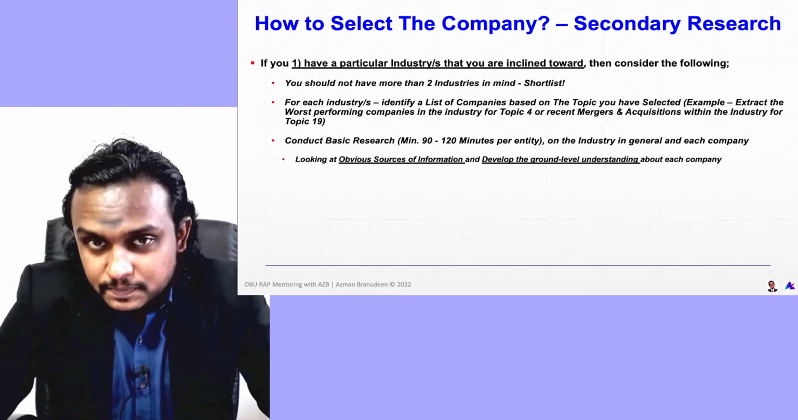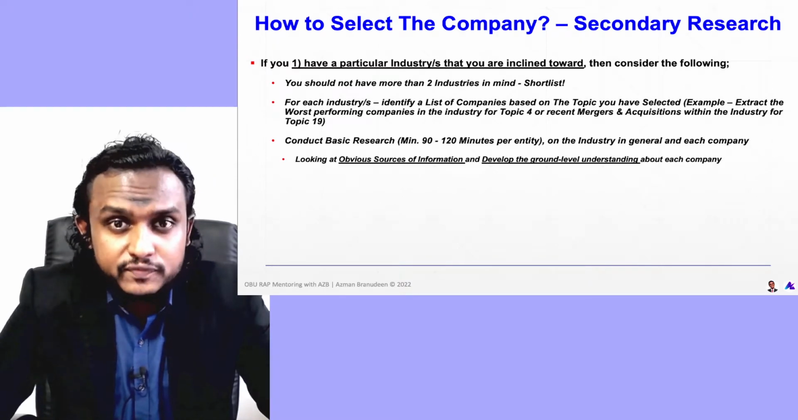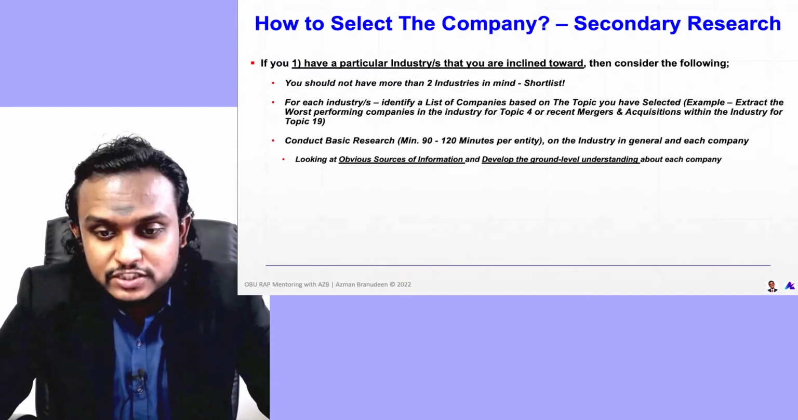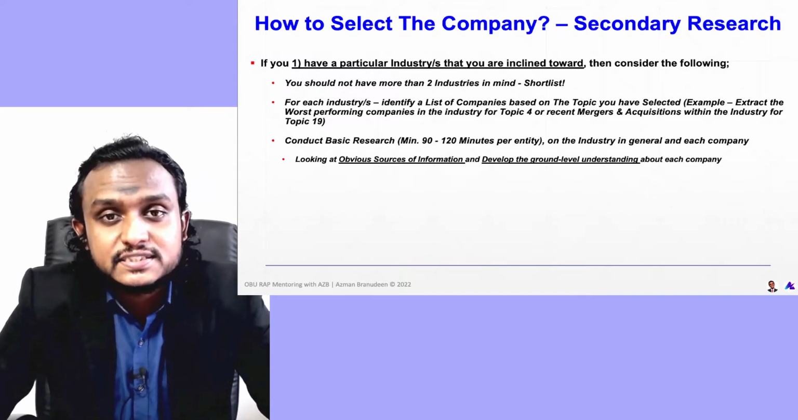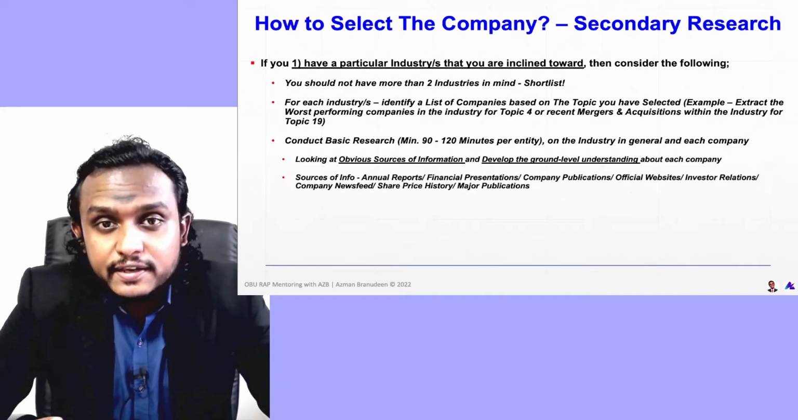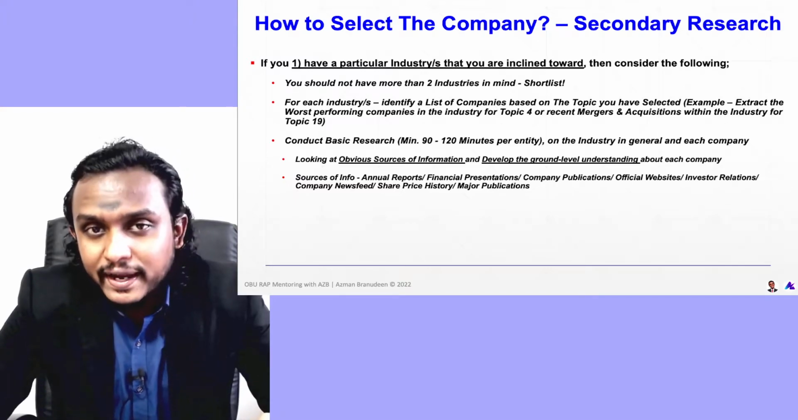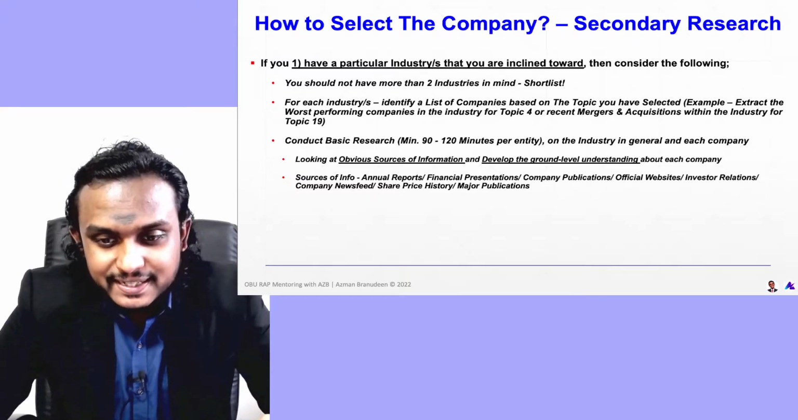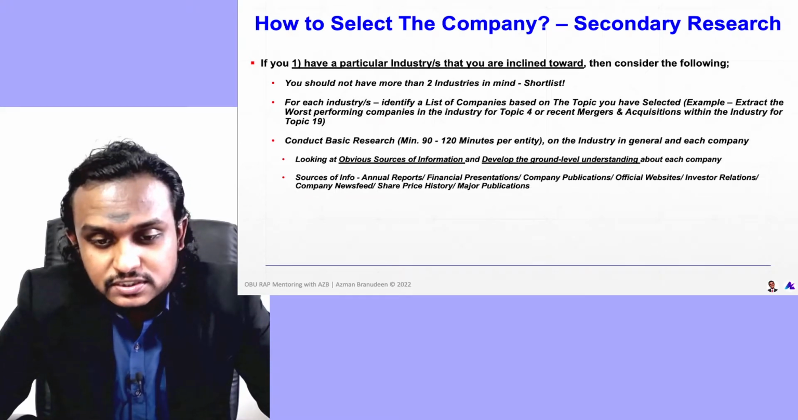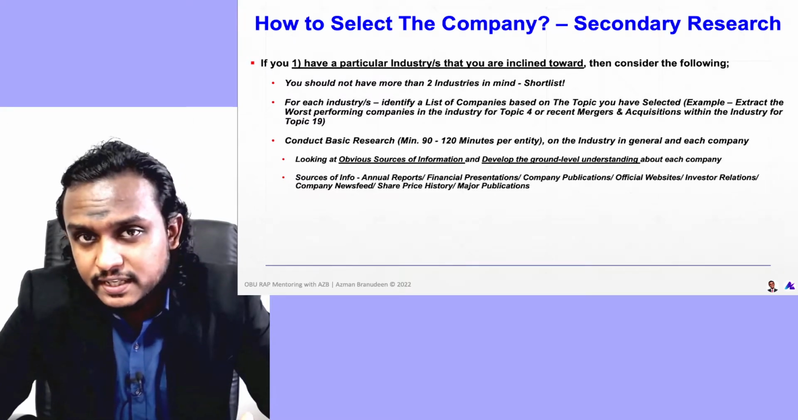During this basic research, let me give you a further set of hints on how you can improve the quality of the research. You can look at obvious sources of information and develop a ground level understanding of each company. That's what you can start with. Further, if I list a set of sources of information, you can look at annual reports, financial presentations, company publications, official websites, the investor relations page, the company news feed, share price history, and any major publications.